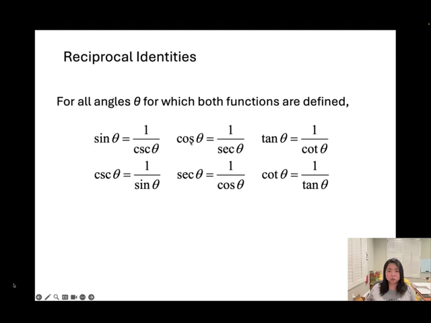Also, cosine theta will be equal to 1 over secant, and secant will be equal to 1 over cosine. So these two are a pair. Same idea with tangent and cotangent. If you can find your sine, then you just need the reciprocal of the sine, and that will be equal to cosecant. Same idea: if you can find the cosine theta and you want the secant theta, that will be the reciprocal of cosine theta. Okay, reciprocal identities.